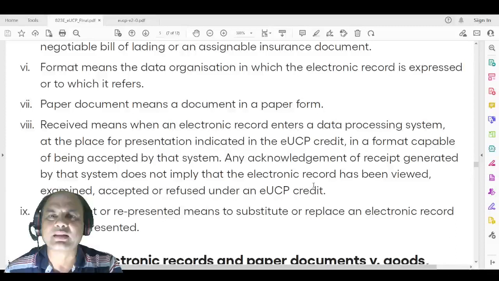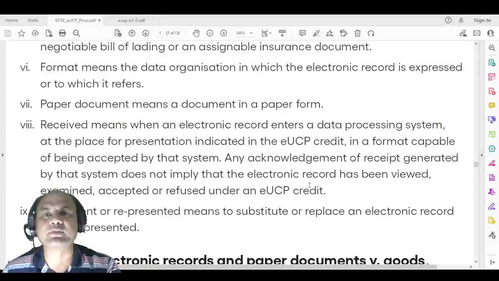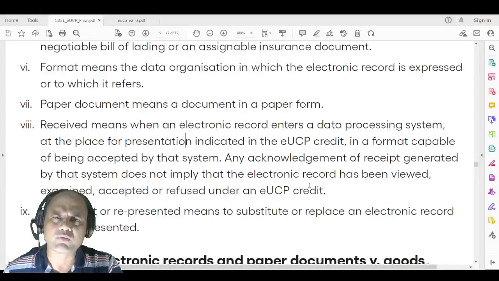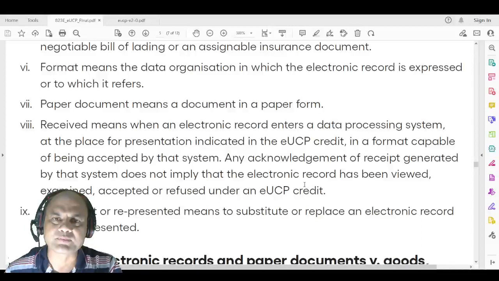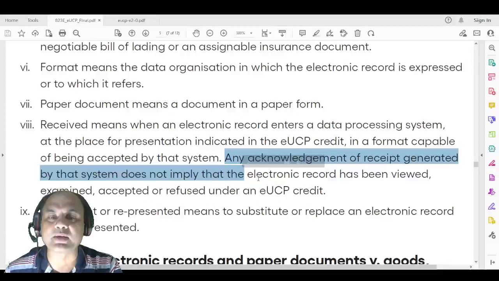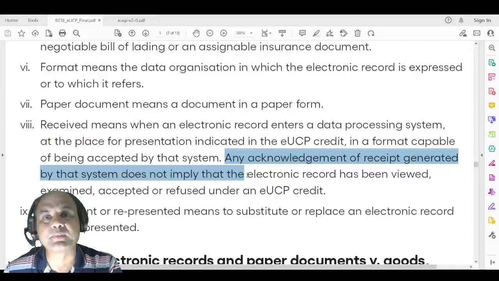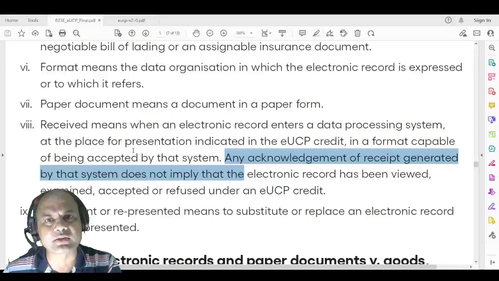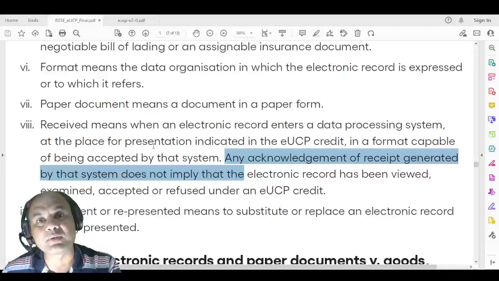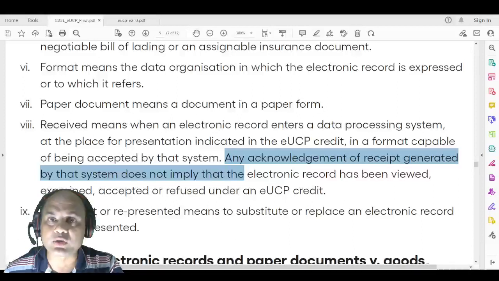It means, like in your bank also, when a customer submits a document, we just give him the receipt. What does it mean? Receipt means I have just received that document. I have not checked it. The document may be right, may be wrong, anything. The same thing is happening here also: any acknowledgement of the receipt generated by that system. Suppose I submit a document in your system in whatever format you have given; the format is okay, but whether the document is correct, that I have not checked.